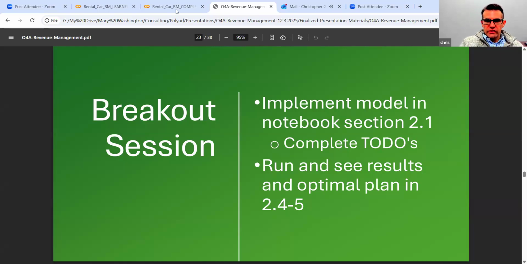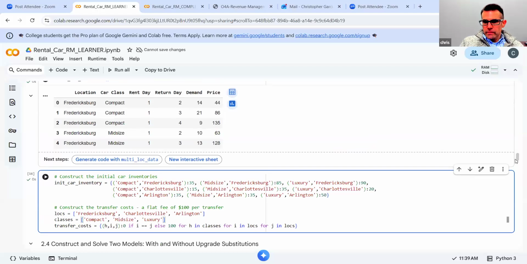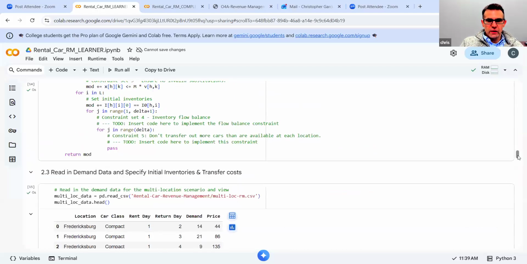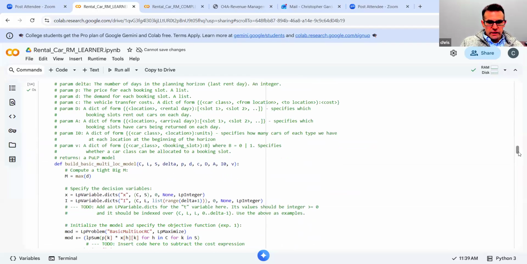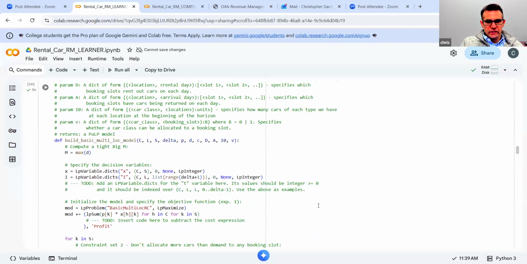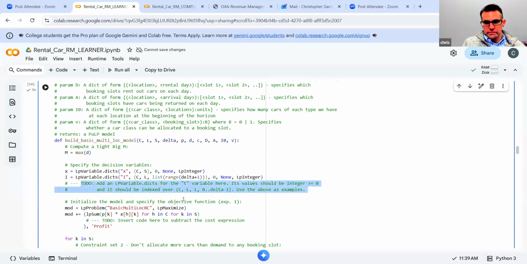Okay, so let's take a minute, and we can certainly discuss as we go along. You can see I've got a couple of to-dos, right? The first thing that we need to do is add a dictionary for the t variable. It should be indexed over my car classes, location, and then the range 0 up to delta minus 1. Just take a couple minutes, and by all means, feel free to discuss amongst yourselves how we do this.